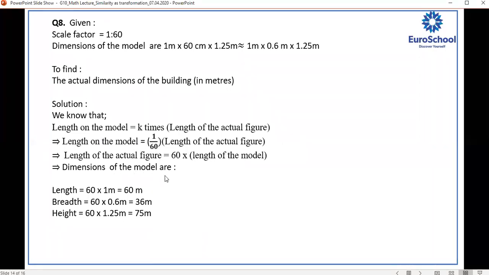So dimensions of the actual building are: length is 60 into 1 meter, because my length was 1. Length, breadth, and height, right? So length is 60 into 1 meter, 60 meters. Breadth is 0.6 meters, so 60 into 0.6 gives you 36 meters. Height is 1.25 meter, so 60 into 1.25 meter. So the height is 75 meters in actual. Okay. Understood?